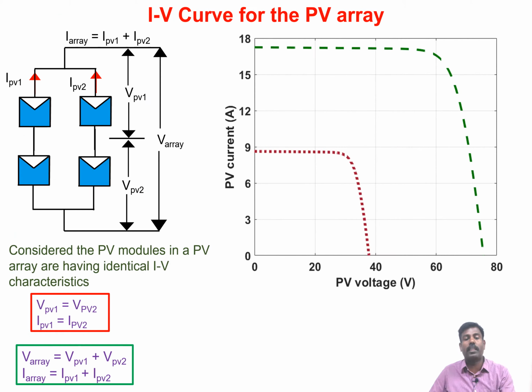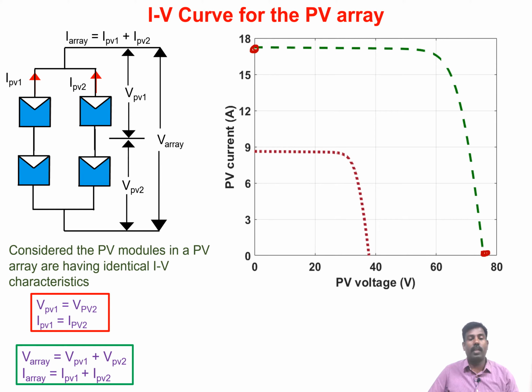Now we'll see what will happen if I connect 2 modules in series and 2 modules in parallel. I hope you can easily answer it. When two modules are connected in parallel and two modules are connected in series, you can see that the voltage will be doubled, and the short circuit current will also be doubled. So VPV1 is equal to VPV2 and IPV1 is equal to IPV2.